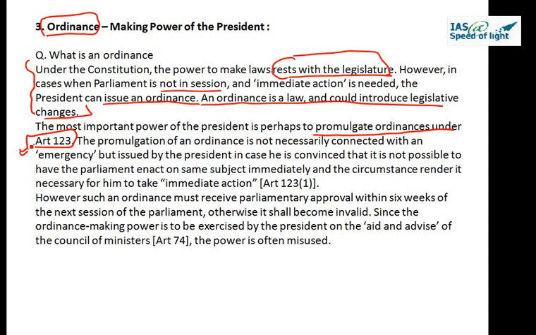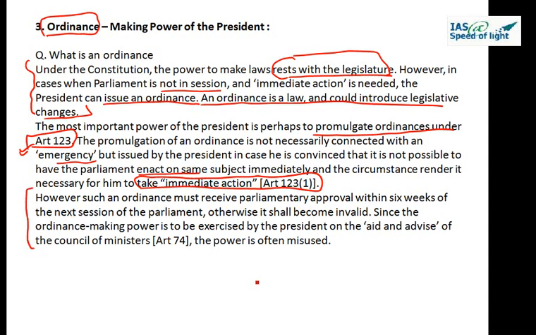And this is a very hot topic these days, ordinances which have been issued by the central government. So it becomes a very important question this year. The promulgation of an ordinance is not necessarily connected with an emergency, but is issued by the president if he is convinced that it is not possible to have parliament enact a law on some subject immediately and the circumstances render it necessary for him to take immediate action, which is given in Article 123, clause 1.